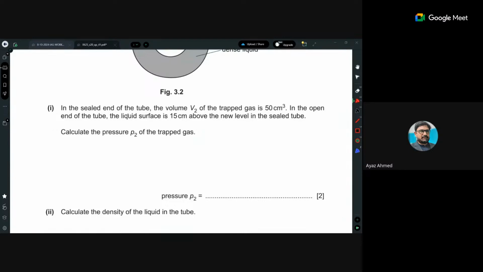In the sealed end of the tube, the volume is now V2. The trapped gas is 50 cubic centimeter. The open end of the tube, the liquid surface is 15 centimeter above the level of the sealed tube. Calculate P2 of the trapped gas. So, when you are going to calculate P2 of the trapped gas, here gas laws will be applied. P1 V1 equals P2 V2.